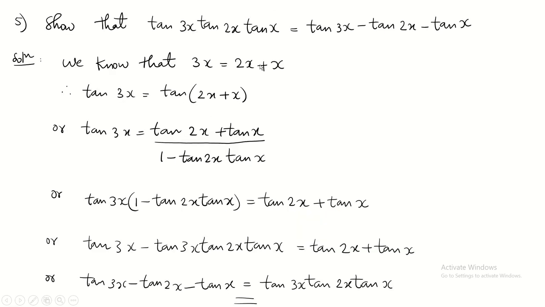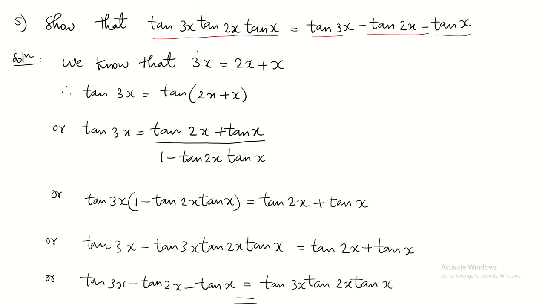The last question you have: tan 3x tan 2x tan x, that is equal to tan 3x minus tan 2x minus tan x. So this is the last question for today's class.